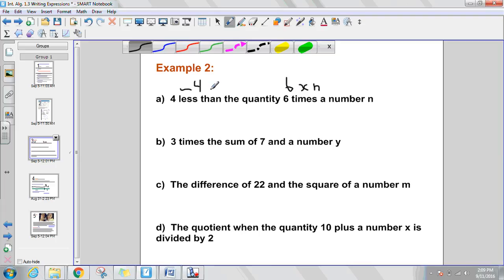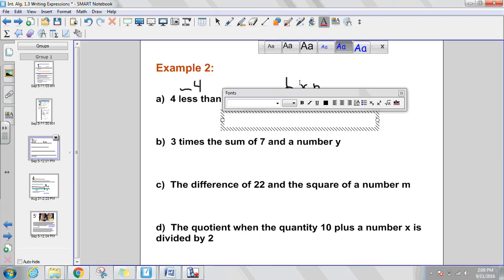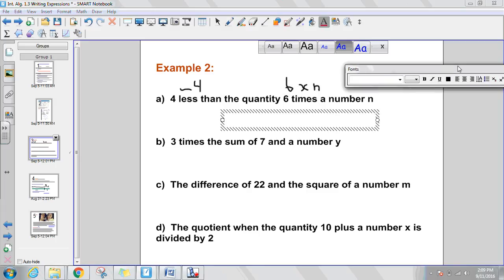Okay, now are we saying -4, 6 times n? No, we got to read into this. 4 less than the quantity. Okay, so at the very end, after I've multiplied 6 times n, then I'm subtracting 4. Oh, so when I write this as a mathematical expression, I'm going to have 6n, and we're taking 4 away. 4 less. 6n minus 4.